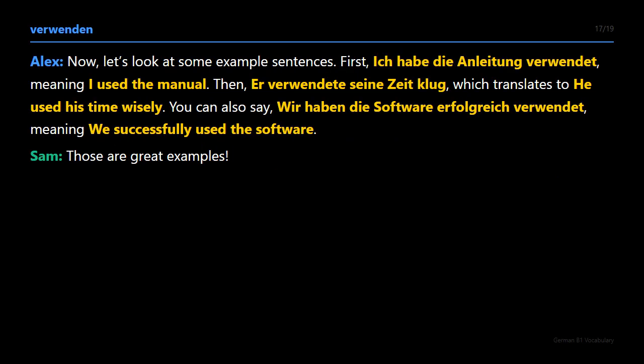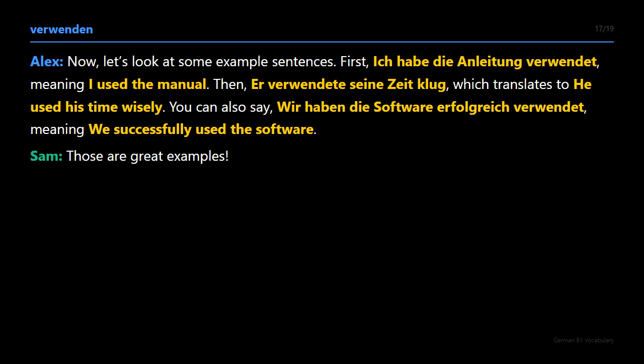Now, let's look at some example sentences. First, Ich habe die Anleitung verwendet, meaning, I used the manual. Then, er verwendete seine Zeit klug, which translates to, He used his time wisely. You can also say, Wir haben die Software erfolgreich verwendet, meaning, We successfully used the software.